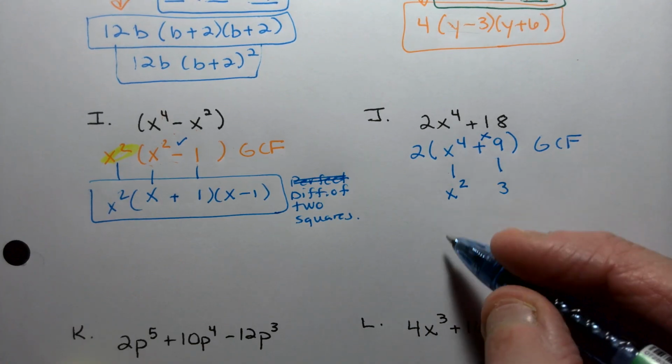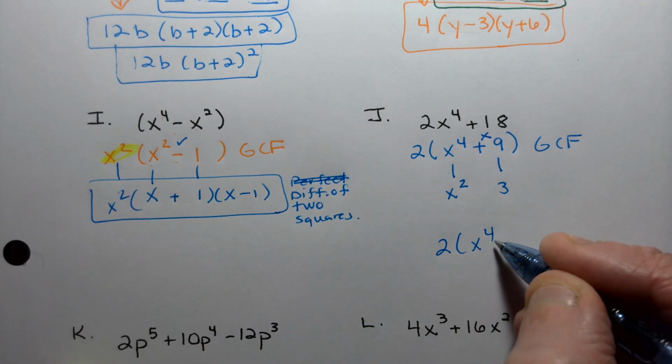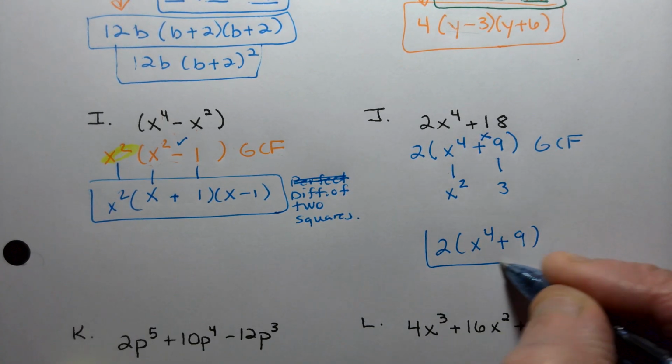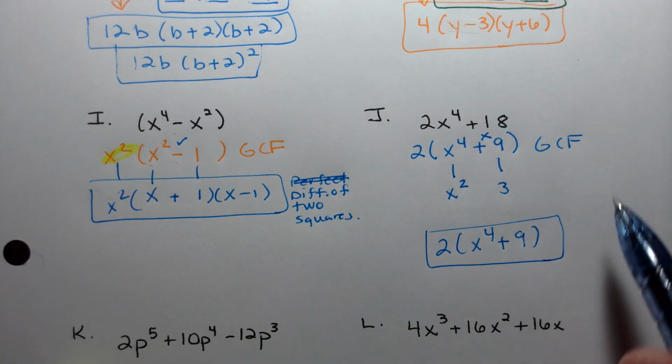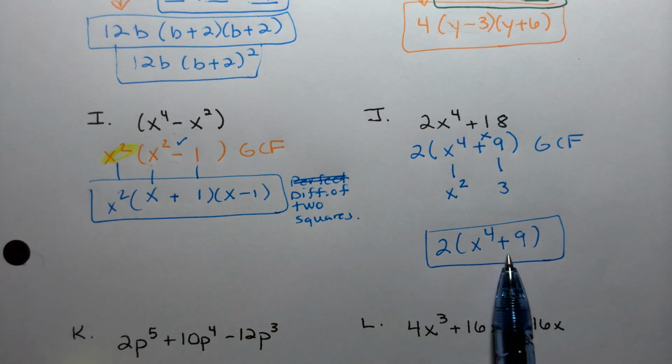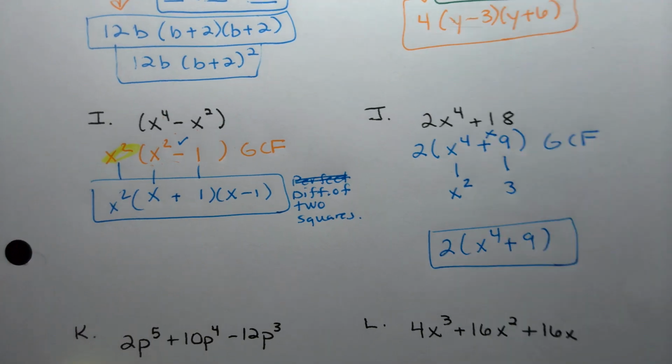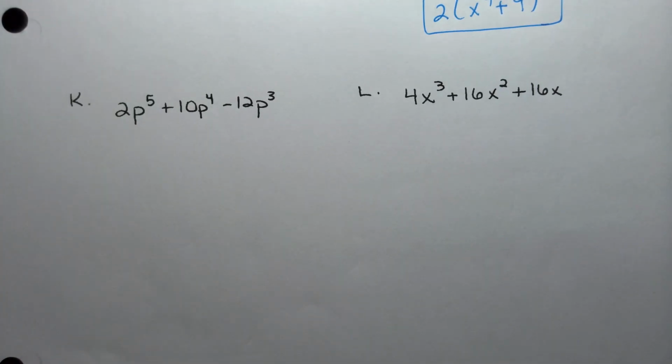So this is my final answer. I did factor it a little bit. I had the GCF, but I cannot go any further because it's addition. If it were subtraction, I would be able to go further. All right, so we got 2 more to go.